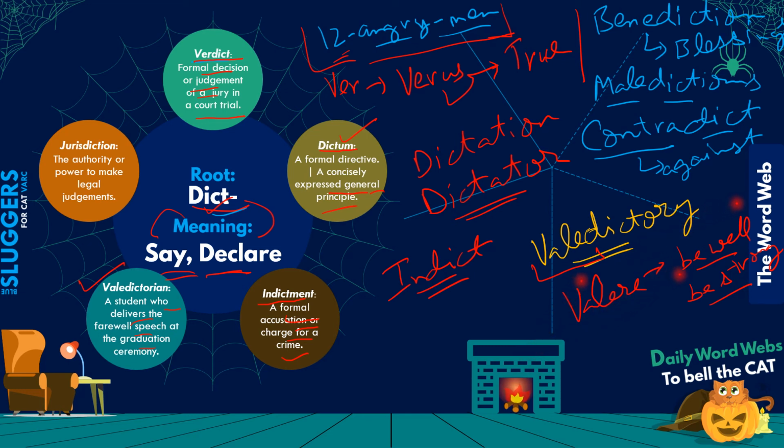Okay, coming to the next term, which is jurisdiction. Jurisdiction is basically the authority or power to make legal judgments. So you must have read, okay, this particular province falls in the jurisdiction of this code, right? Or this, मतलब ये उनके दायरे में आता है, right? So jurisdiction is simply the authority or power to make legal judgments. Okay, so yeah, that's about it.